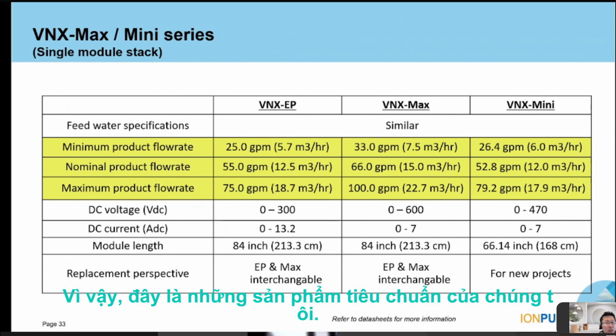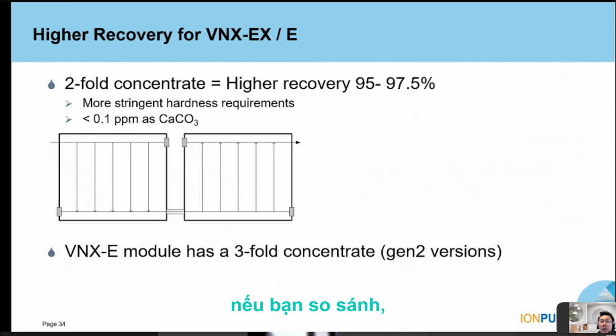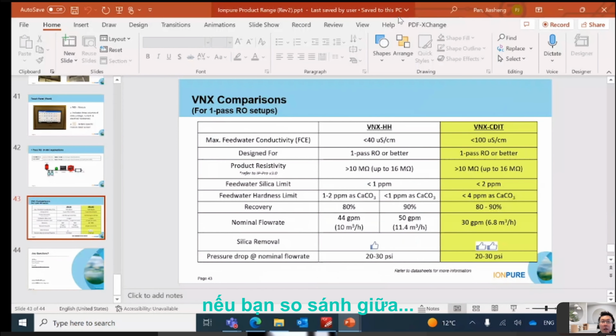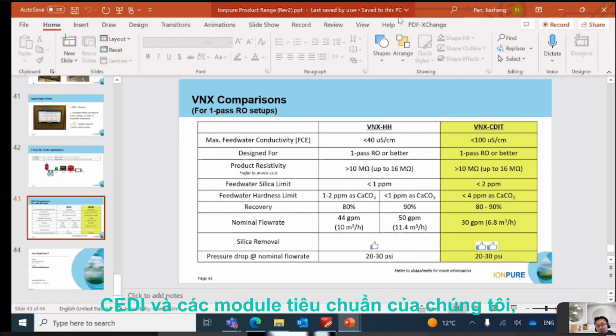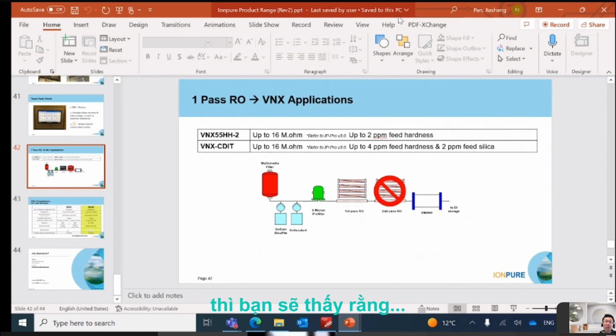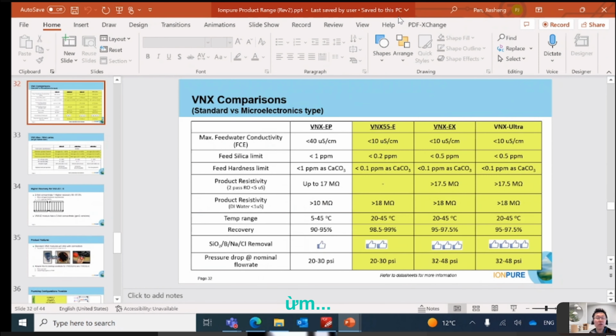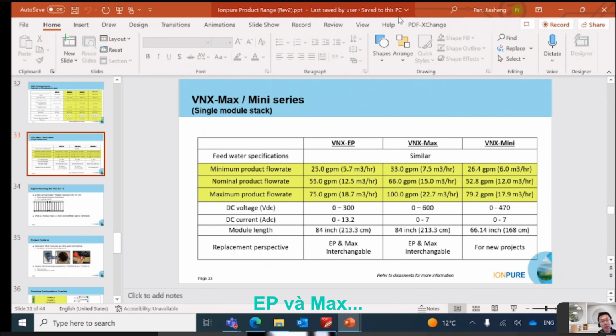So these are our standard ones. In terms of the price, if you compare the CDIT and our standard modules, that is the EP or the Max, the EP and the Max, in terms of pricing, is going to be the cheapest. That is going to be the lowest among all.